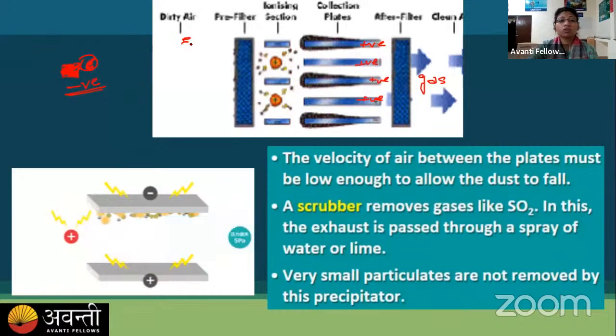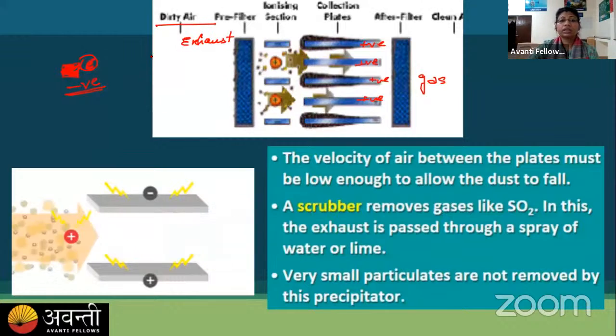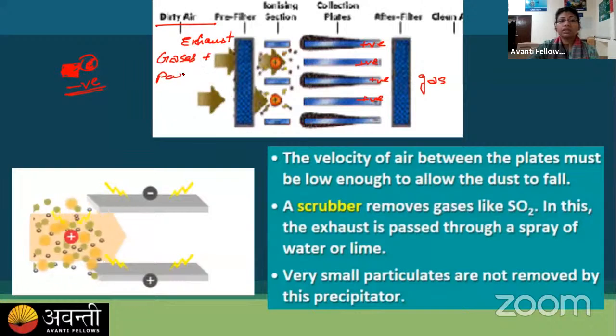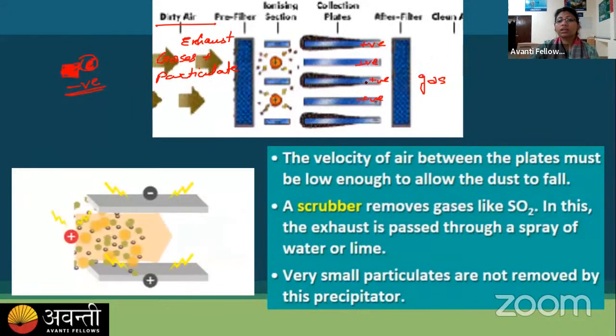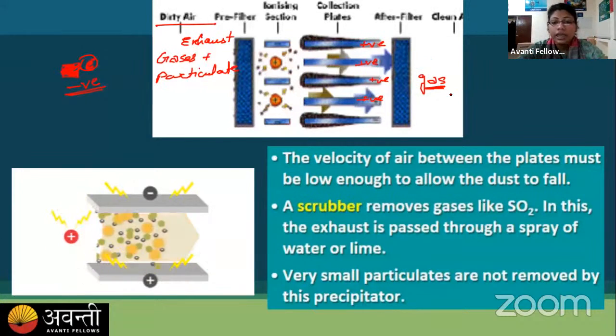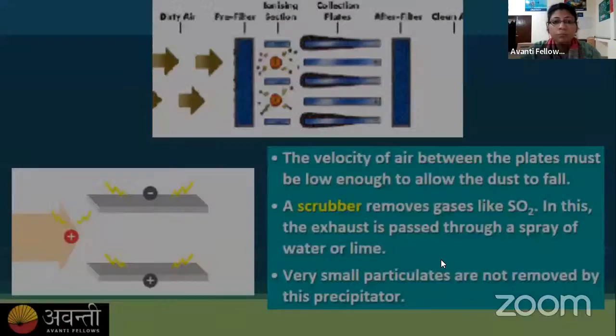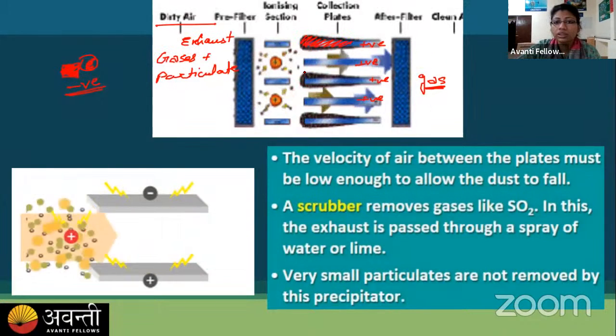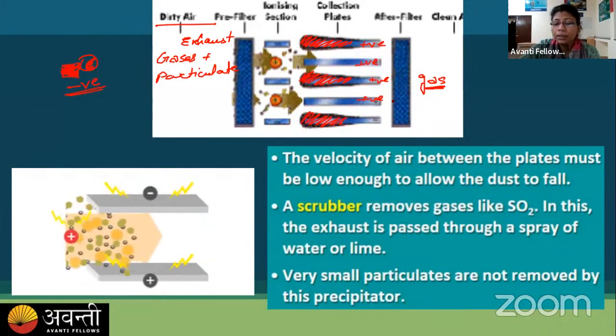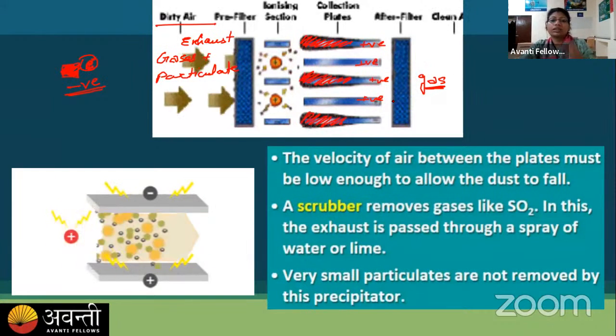So here we have the exhaust or dirty air containing both the gases and the particulate matter. But we have removed the particulate matter, and only the gases are emitted out. As I told you, electrons released from the electrode wires attach to the dust particles and make them negatively charged, and these negatively charged particles are attracted to the positively charged plate, so that the particulate matter or the unburnt carbon, all the dust particles, get attached to the plate. As you can see here, there is a deposition of dust particles. You can see that, right? So this deposition of dust particles makes our air 90% cleaner.